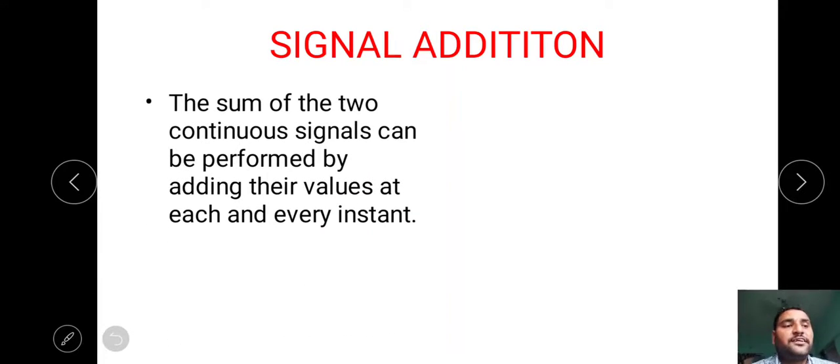From the first class onwards, you have learned addition, subtraction, multiplication, division. Those are the basic mathematical tools. Signal addition means we have to add two signals. Signal addition means we must have two signals, and we have to add those two signals at each and every time instant. That's important. Based on time, we have to add the given two signals at each and every time instant. Understand that point.